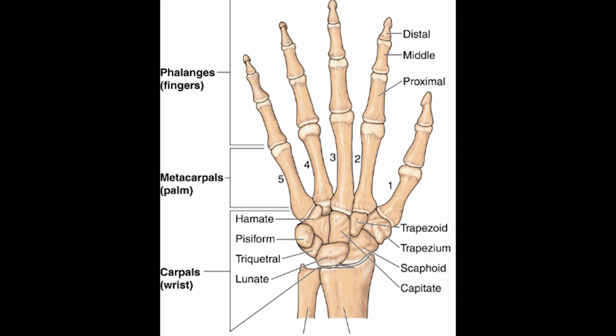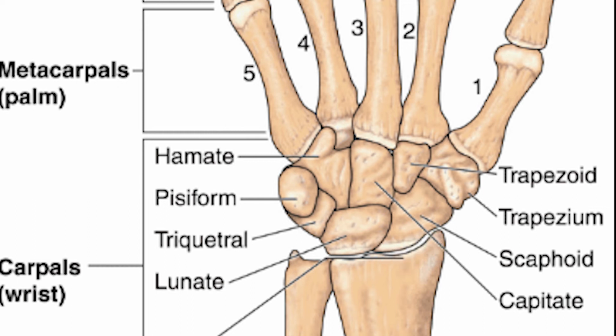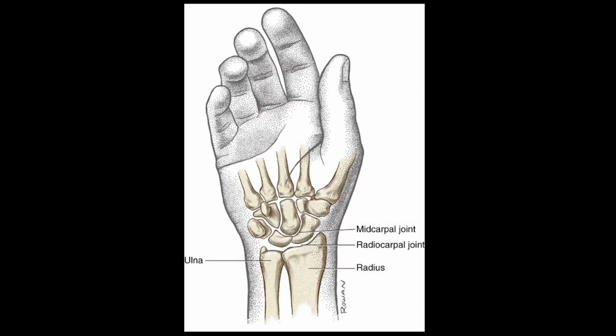So guys, your wrist complex is made up of two joints. First is the radiocarpal joint and the second one is the midcarpal joint. So let's first talk about the radiocarpal joint. If you see the name of the joint, which is radiocarpal, it should be between the radius bone and the carpal bones of your wrist.